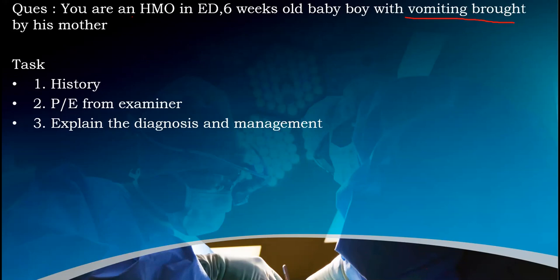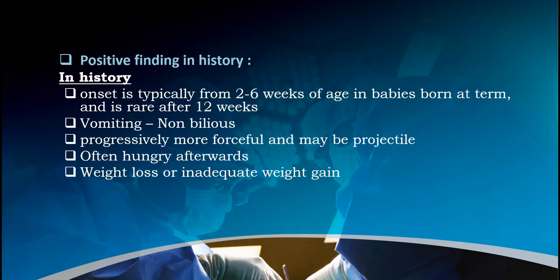So normally, as I said, usually the 2 to 6 weeks age group having vomiting which is more forceful, projectile, that's most of the time pyloric stenosis. And also a pyloric stenosis child will get severely dehydrated. They will also lose body weight. These are important findings you should always think about. For pyloric stenosis, what are the positive findings in the history? One, it could be that yes, 2 to 6 weeks of age.